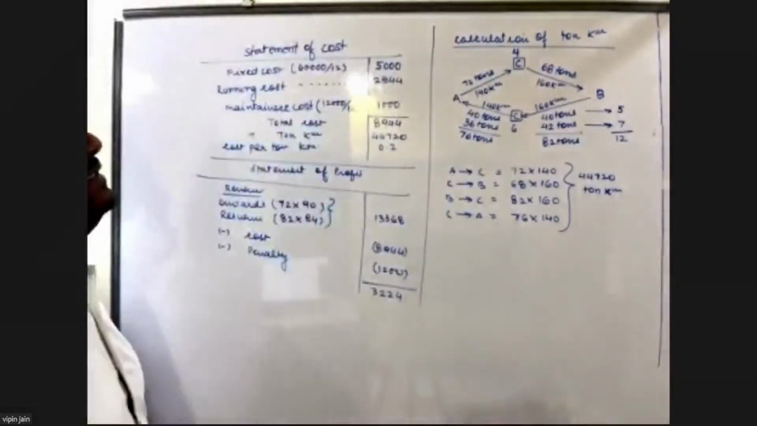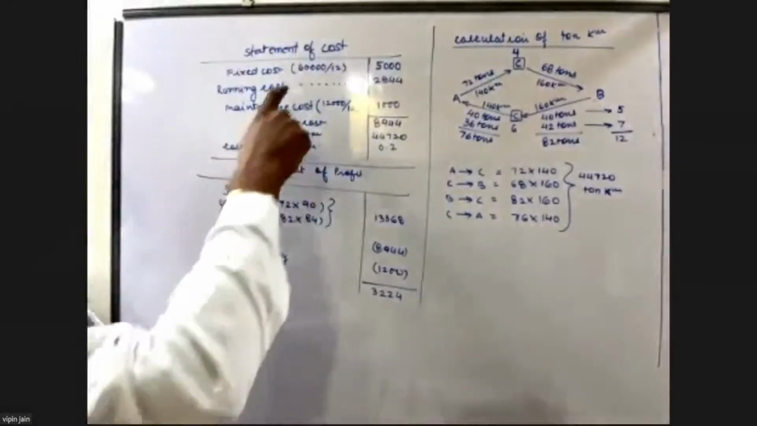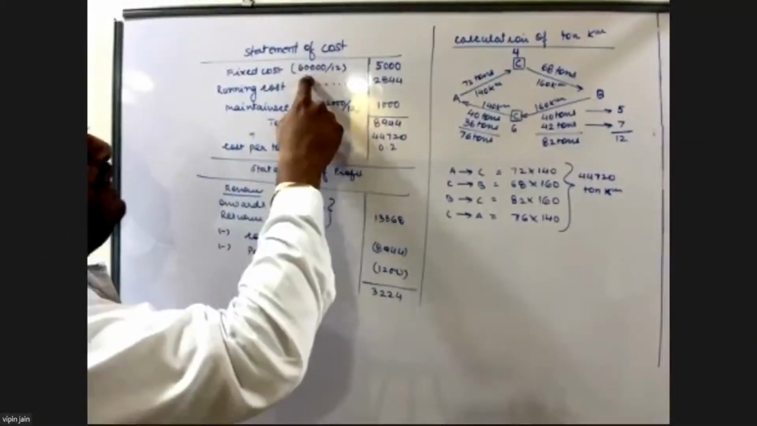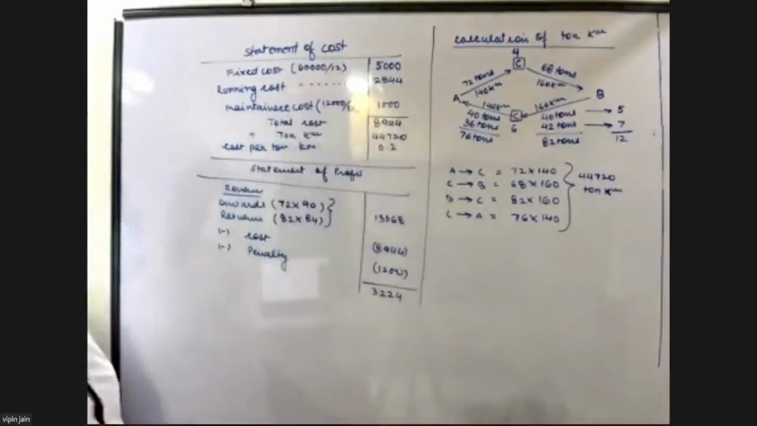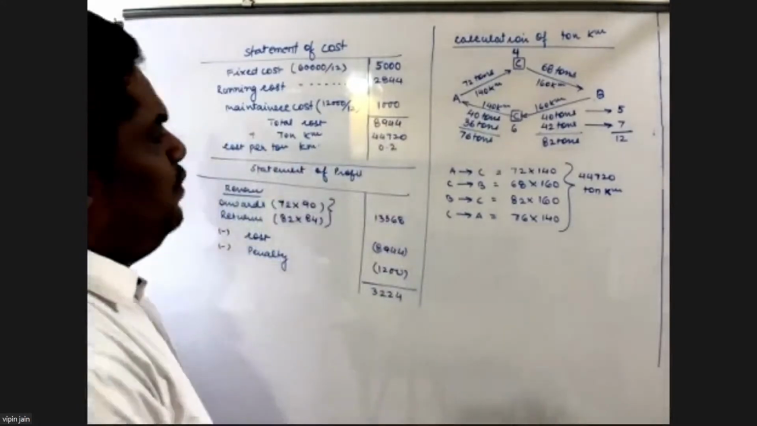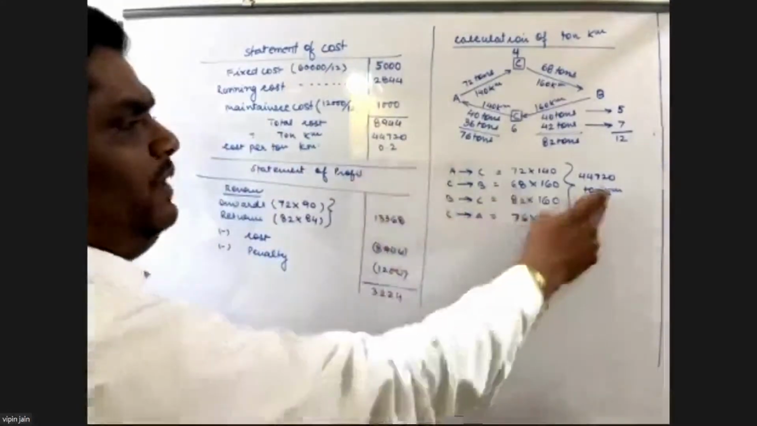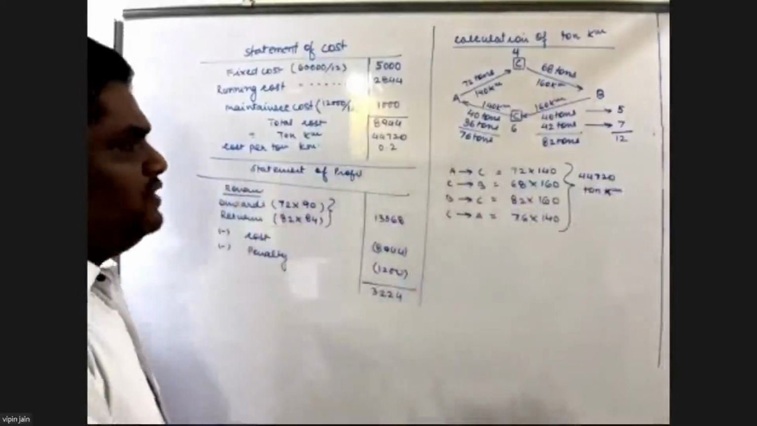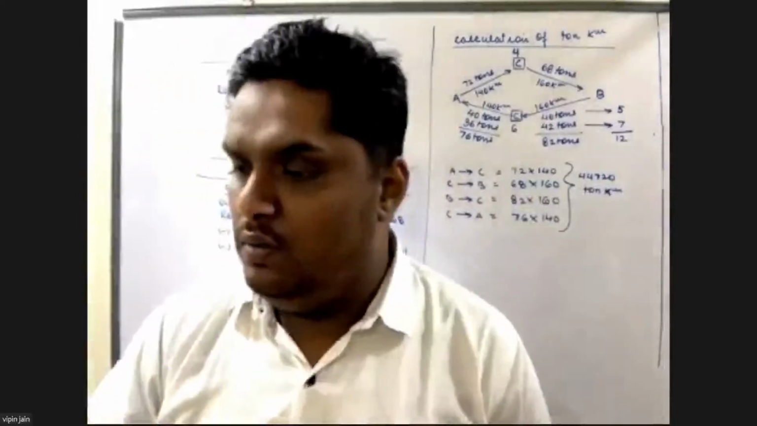When talking about the statement of cost, the fixed cost is 60,000 for a year. So for a month, it will be 5,000. Running cost is given in the question. Maintenance cost, again, is given annually, so I have converted it into monthly. So this is how the total cost statement is prepared, and the total cost will be 8,944. When talking about the ton kilometer, it is 44,720, and the cost per ton kilometer is 0.2.